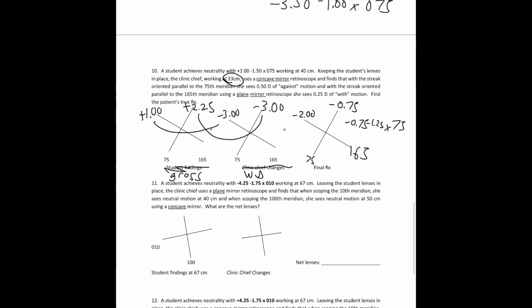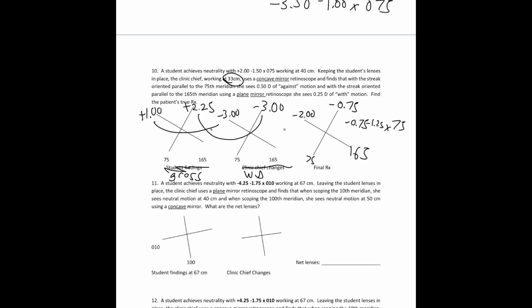Okay, and then in this situation, the student finds a particular set of lenses. The chief finds with or against motion. So then you have to change the lenses, and then you take out the working distance. And the working distance is whatever is the last working distance used. So whatever the chief uses. So in this case, the chief used 33 centimeters as opposed to the student's 40 centimeters.